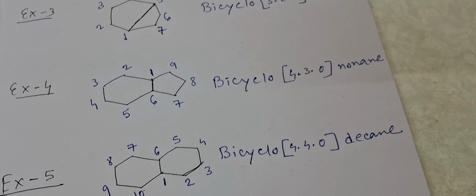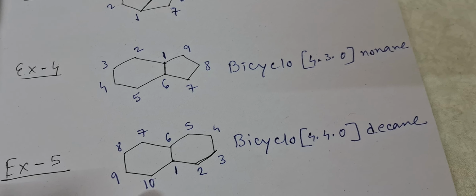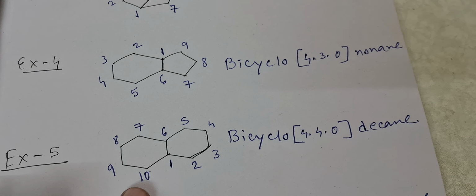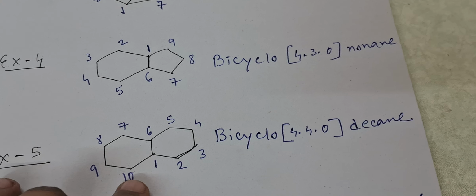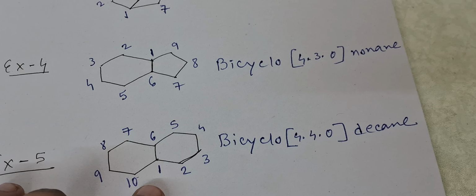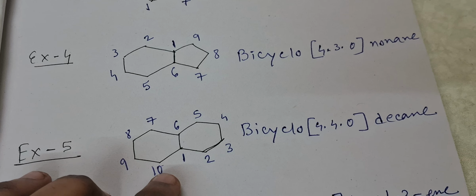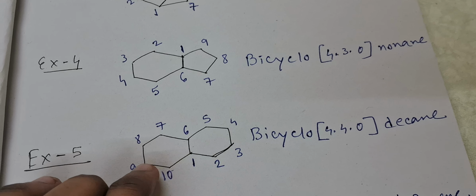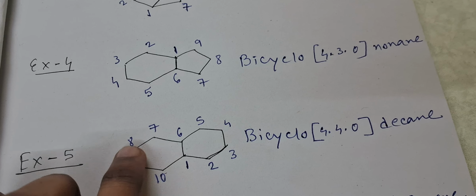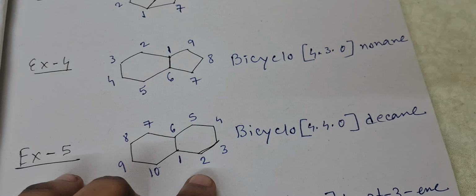Now let's do this one. What about this? You should know such type of compound. This is decalin, or perhydronaphthalene. So again 1 and 6 are bridgehead positions. Here this is a symmetrical compound. Both left side and right side possess a similar number of carbon atoms, 4. Here also 4, here also 4. So don't worry about that.